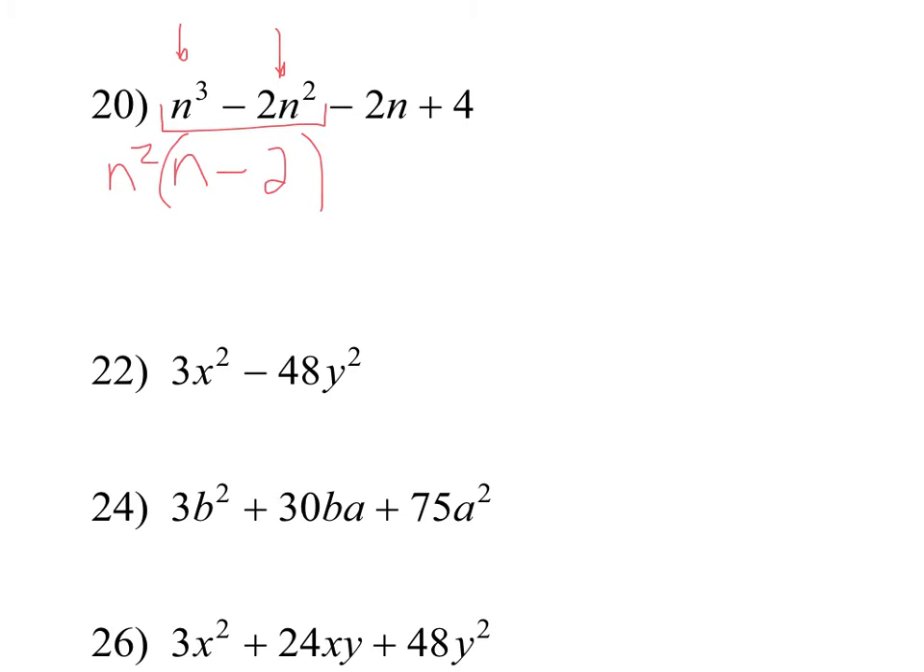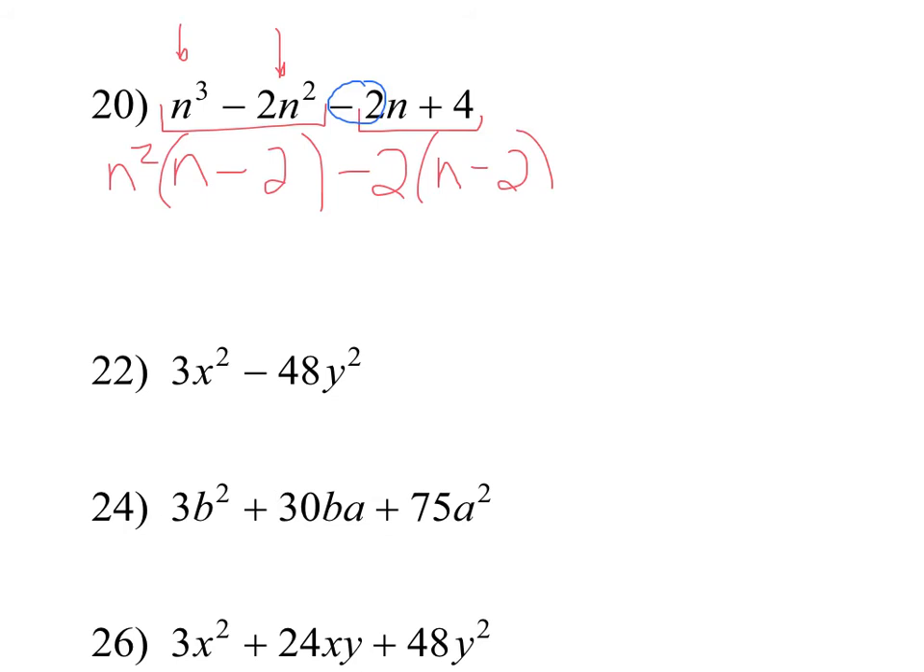In the second pair, these are divisible by 2, so I'm going to take that out. But food for thought, if this front term is negative, we're going to want to factor out a negative with it. So I'm going to factor out not just a 2, but a negative 2. And if you divide negative 2n by negative 2, you get a positive n. When you divide 4 by negative 2, you get a negative 2.